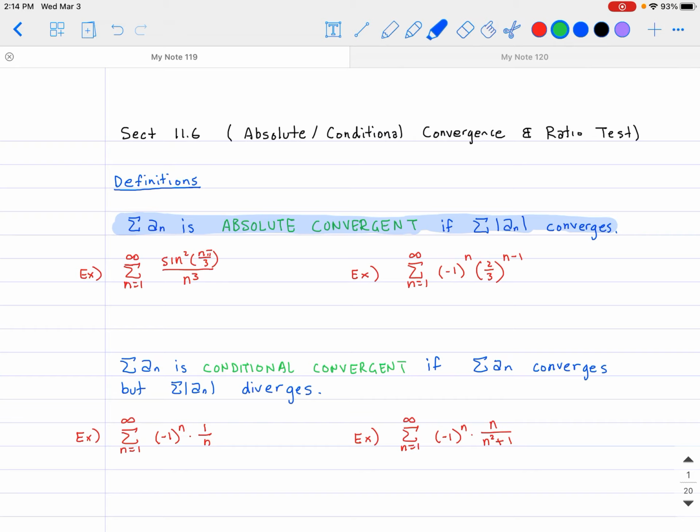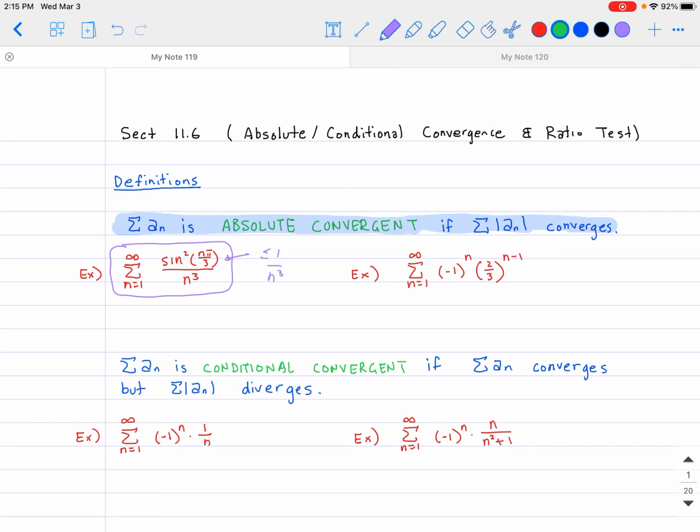Giving a few examples of series that are absolute convergence, take this one over here. If you take the absolute value of it, you technically get the same thing. The top part is less than or equal to 1, so with a comparison test, it is less than or equal to the summation of 1 over n cubed, which converges by the p-series test. Therefore it is convergence.